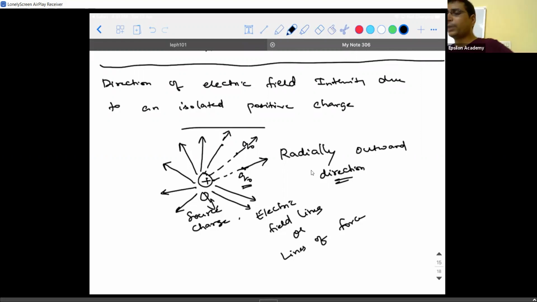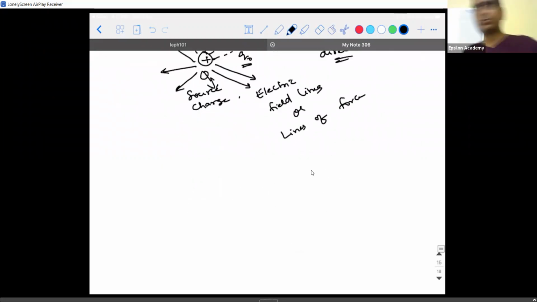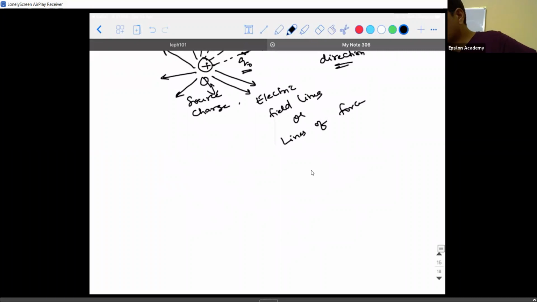Now our work is to find the direction of electric field due to a negative source. Simple. You have a negative source charge, you have a test charge by default which is positive. This test charge will start experiencing an attractive force. It will start moving towards it. So if this is going to be the line along which the force is acting, it is going to act in this direction.